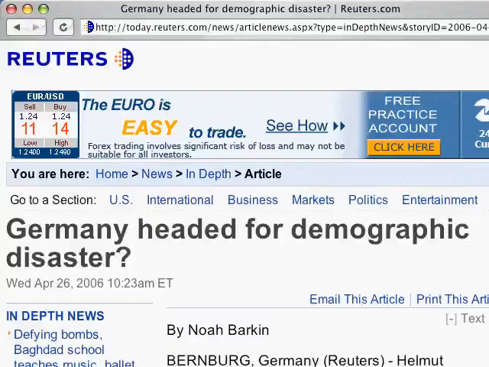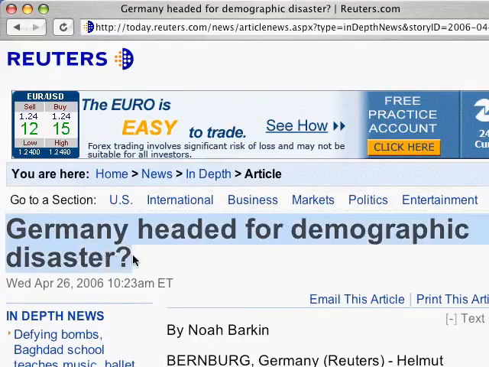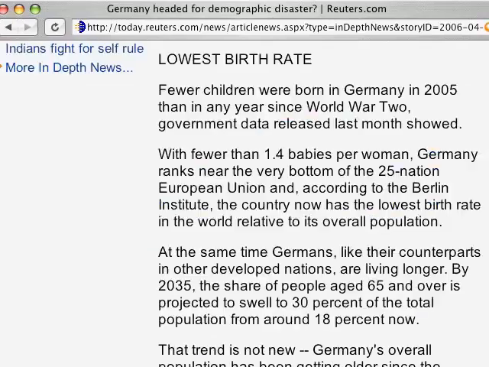We see an article on the Reuters webpage called Germany Headed for Demographic Disaster, and we read, with fewer than 1.4 babies per woman, Germany ranks near the very bottom of the 25-nation European Union, and according to the Berlin Institute, the country now has the lowest birth rate in the world relative to its overall population. Why is that?